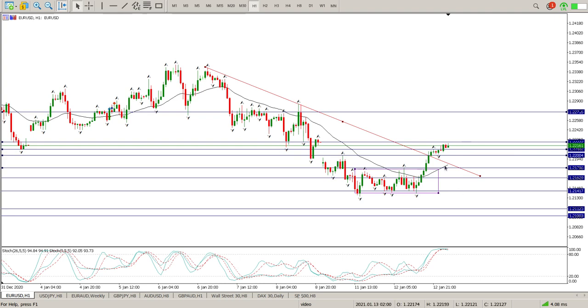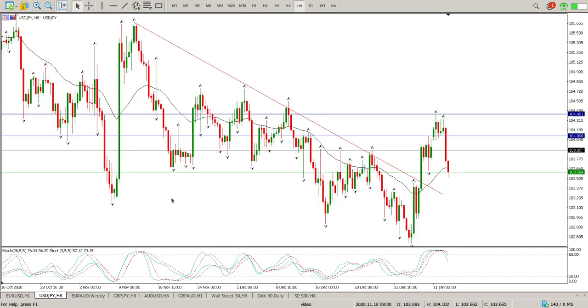I'm looking for pullbacks onto structure, for the structure to hold. I'm looking for some bullish price action, and then I'm looking to be long.